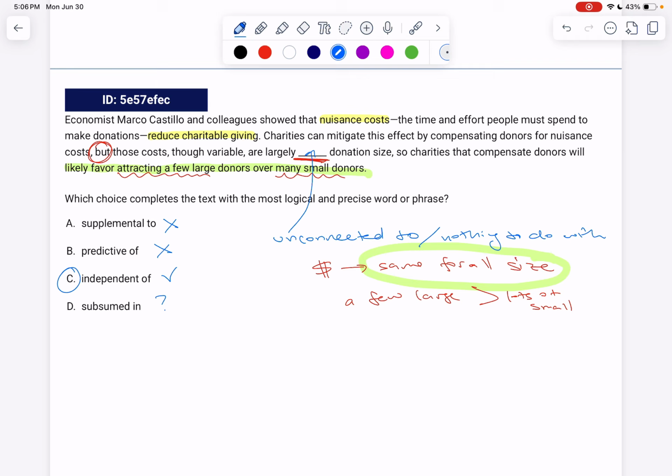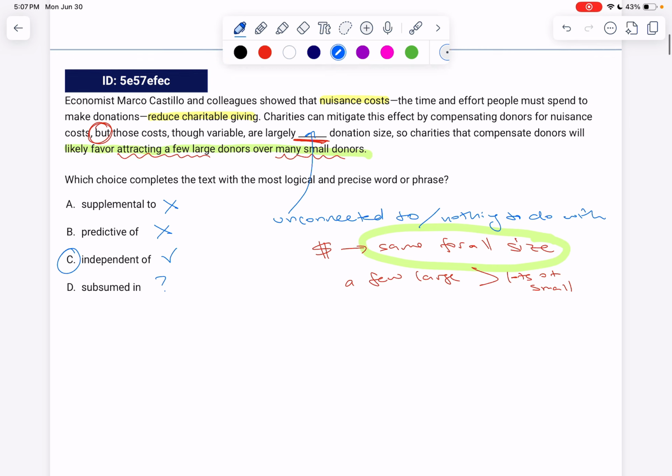So to subsume means to include or place within something larger or more comprehensive. Encompass as a subordinate or component element. So to be included in something else, or to be enveloped in something else. So we can see that that doesn't match unconnected to, because that would be very connected to. Let's look at another one.